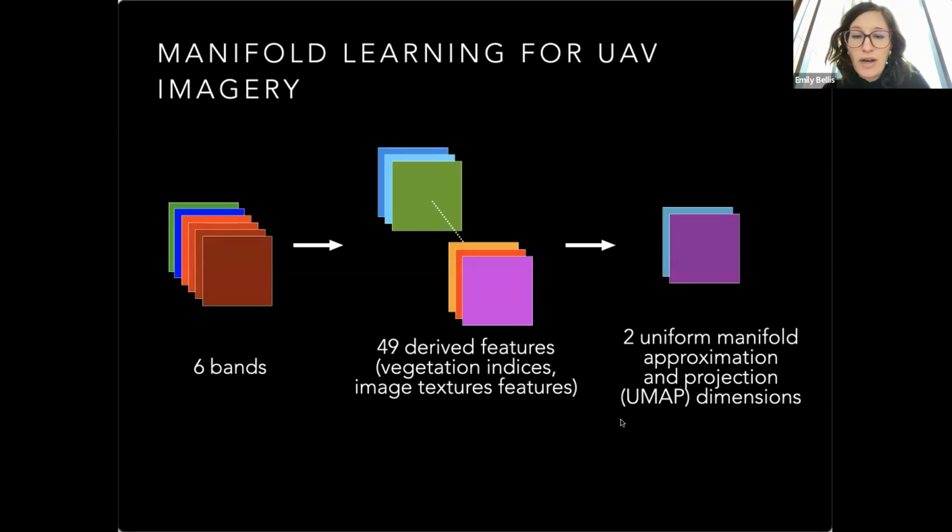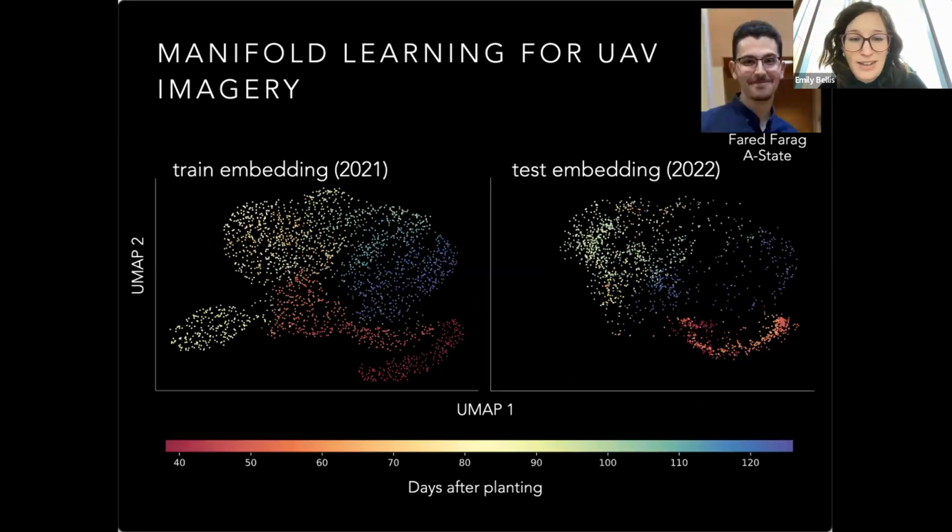Fareed is also working on parametric UMAP approaches where we take the images and embed them directly into the latent space. All right, so here's what some of the UMAP embeddings look like.